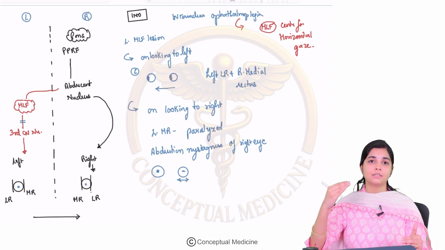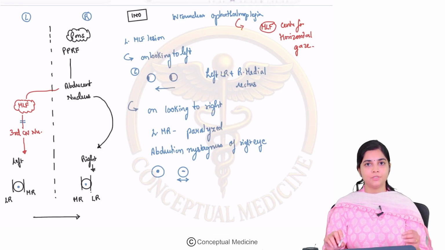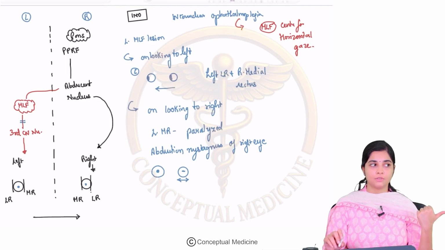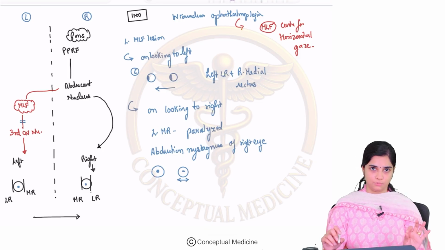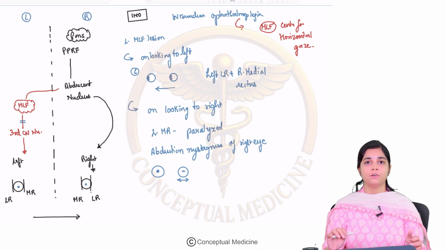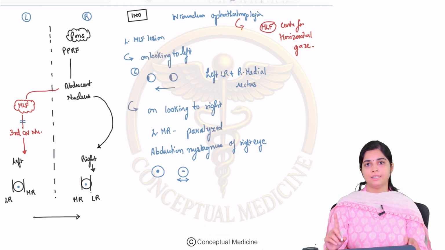So this is under the control of what? It is under the control of your MLF and PPRF, which we call the supranuclear control for horizontal gaze. Similarly, if you have to look to your left, the left lateral rectus and right medial rectus contract together, again under the control of the MLF and PPRF. These structures are present in the brainstem. Why are we trying to understand INO in more detail? Because brainstem strokes can result in INO, which is damage to the supranuclear control of horizontal gaze. So let us understand the pathway.